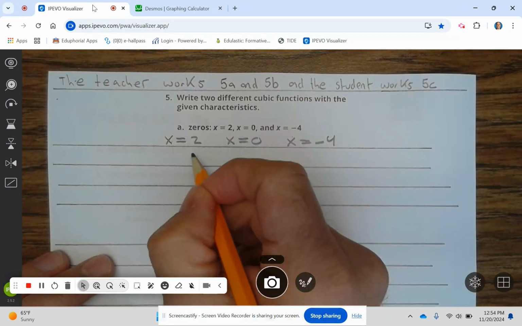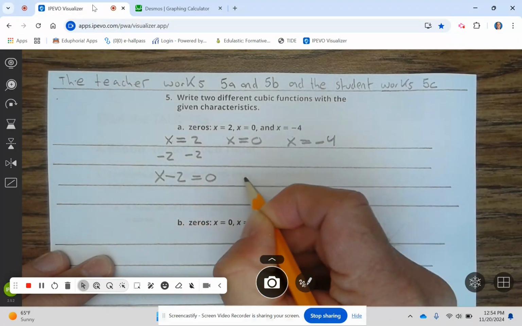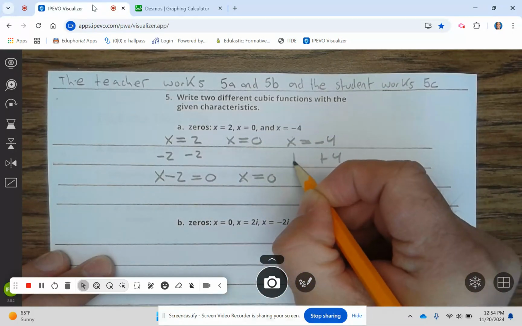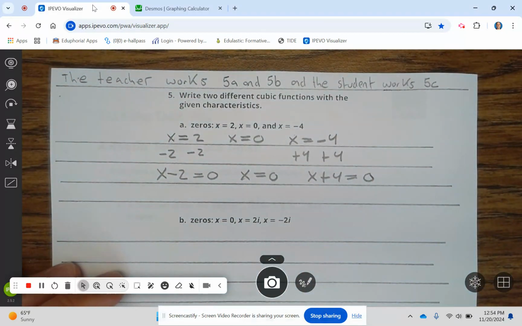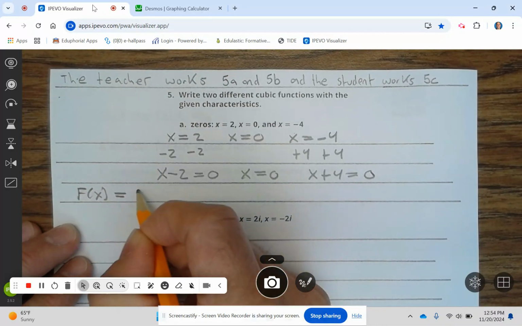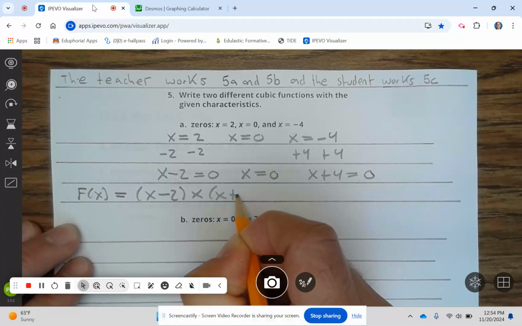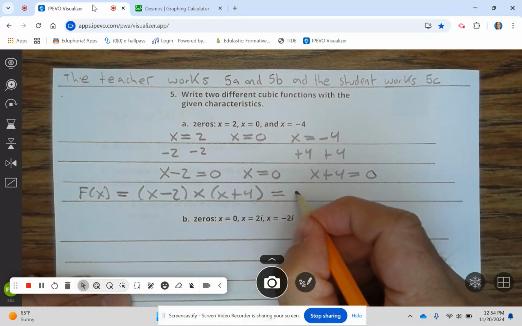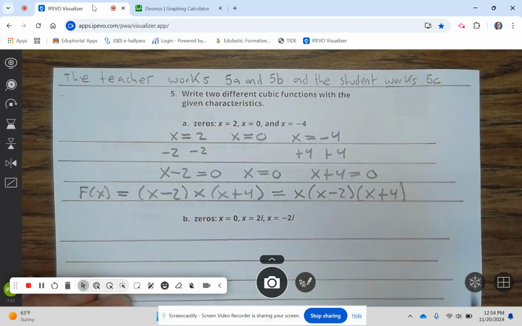Okay, so we're going to go backwards, so we're going to subtract 2 from both sides. You get x minus 2 equal to 0. Still x equals 0, nothing to do there. And then we're going to add 4 to both sides. You get x plus 4 equal to 0. So our new function, let's call f of x, is going to be x minus 2 times x plus 4. But it's unconventional not to put the x in front, so we're going to rewrite this as x times x minus 2 times x plus 4.